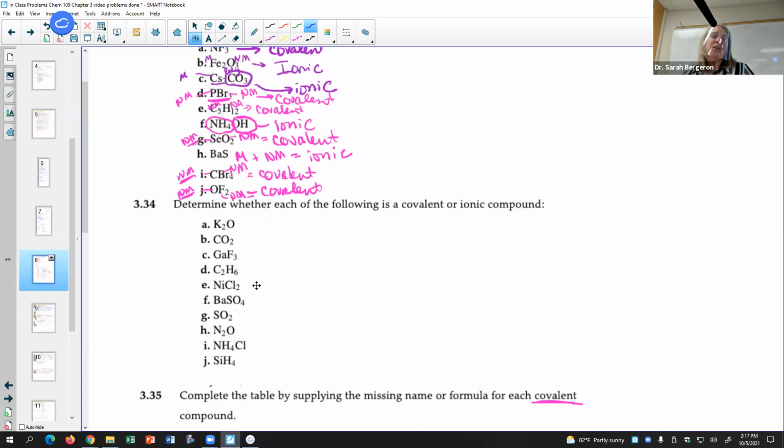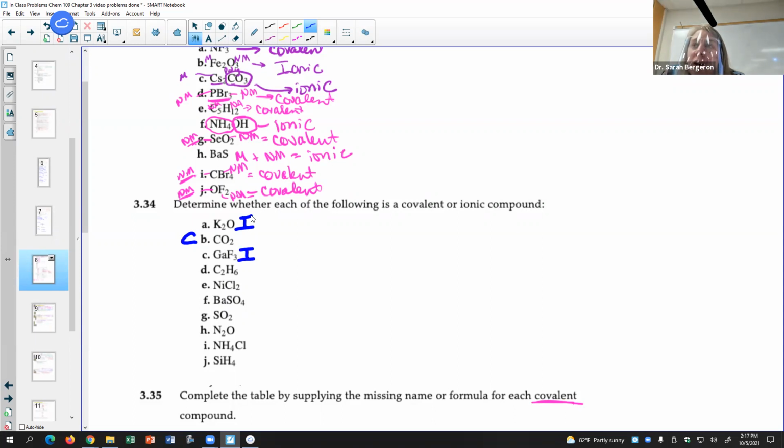K2O. What do we have? What's K? Metal or non-metal? Metal. O is a non-metal. So if I have a metal and a non-metal, what am I? I'm ionic. Carbon and oxygen. Carbon is a non-metal. Oxygen is a non-metal, so it must be covalent. GaF. Gallium is a metal. F, fluorine, is a non-metal, so it must be ionic.